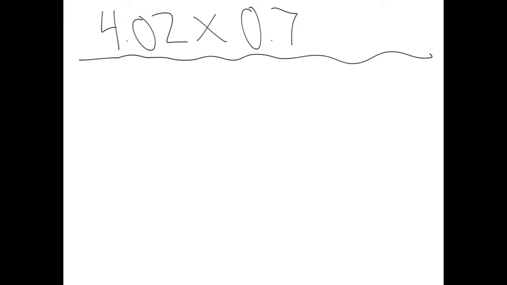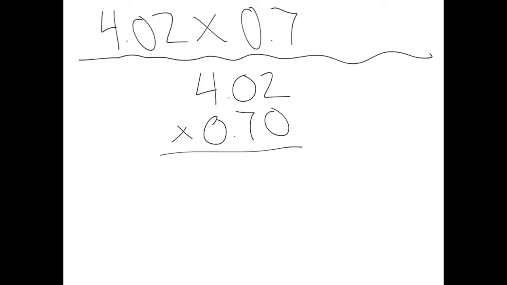Okay, so today we learned how to multiply decimals. So today I'm going to be showing you how to with an example problem. We have the problem 4.02 times 0.7. Now I'm going to fill in the zeros where needed.